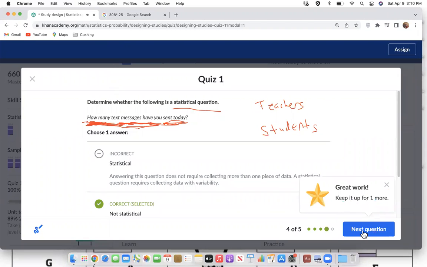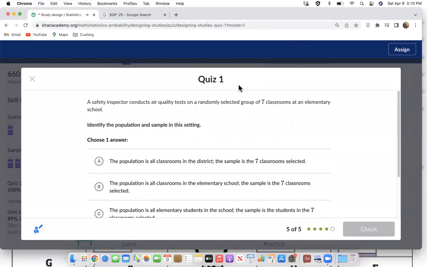All right. So let's clear last question here. So we're going 4 out of 4. Let's get 5 out of 5. So this one says a safety inspector conducts air quality tests on a randomly selected group of 7 classrooms at an elementary school. Identify the population and sample.